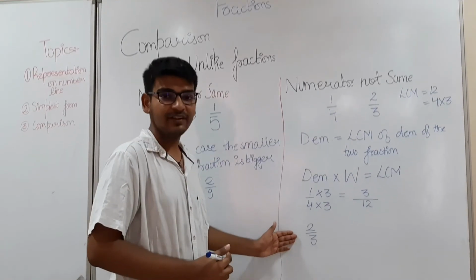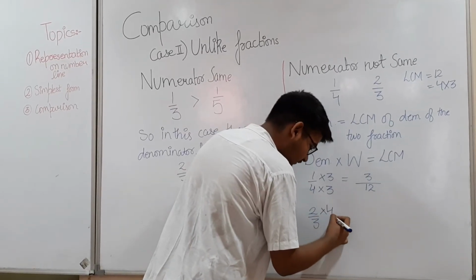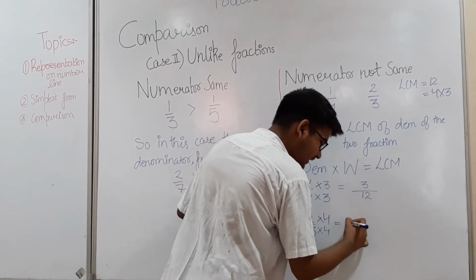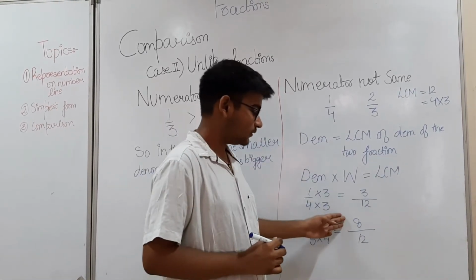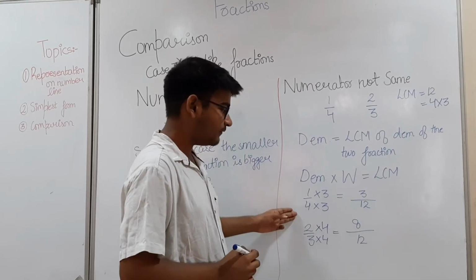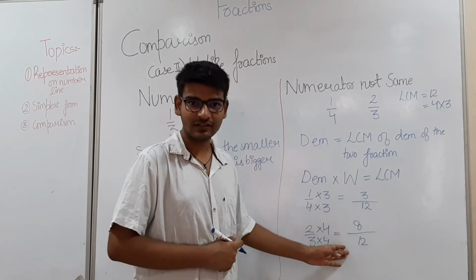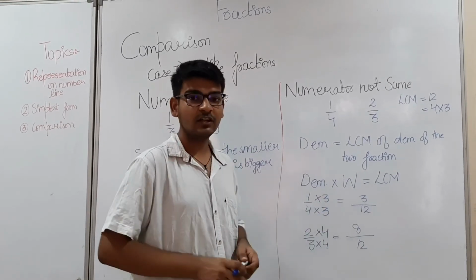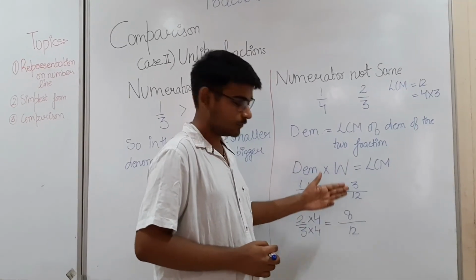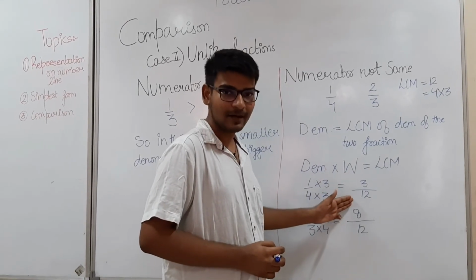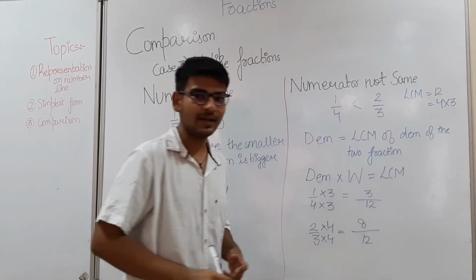And similarly, we will multiply and divide 2 by 3 with 4 to get the denominator as 12. So 2 by 3 is equal to 8 by 12 and 1 by 4 is equal to 3 by 12. So now, since these are like fractions, we will just compare the numerators of the two fractions. Since 8 is greater than 3, 8 by 12 will be greater than 3 by 12. That means 2 by 3 is greater than 1 by 4.